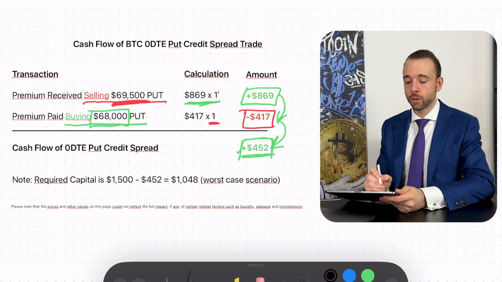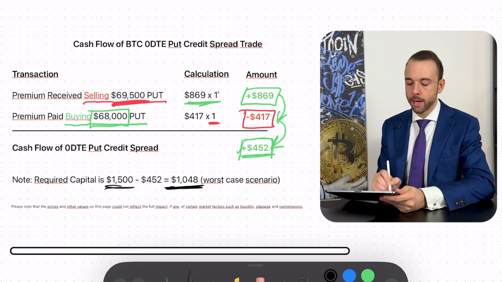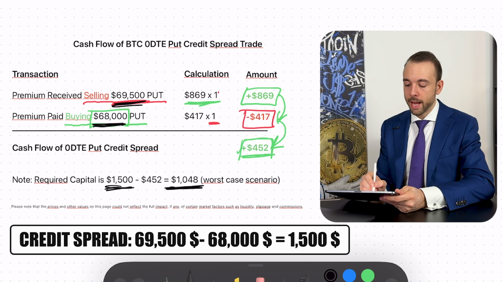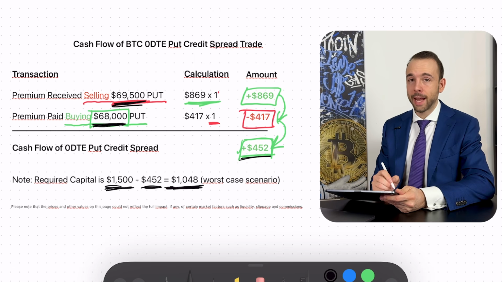As a result, at the end, the trader has a positive cash flow of $452. The capital requirement for this trade is equal to $1,048, because our credit spread is equal to $1,500, the difference between $69,500 and $68,000, and the net premium collected of $452 makes the capital requirement $1,048.